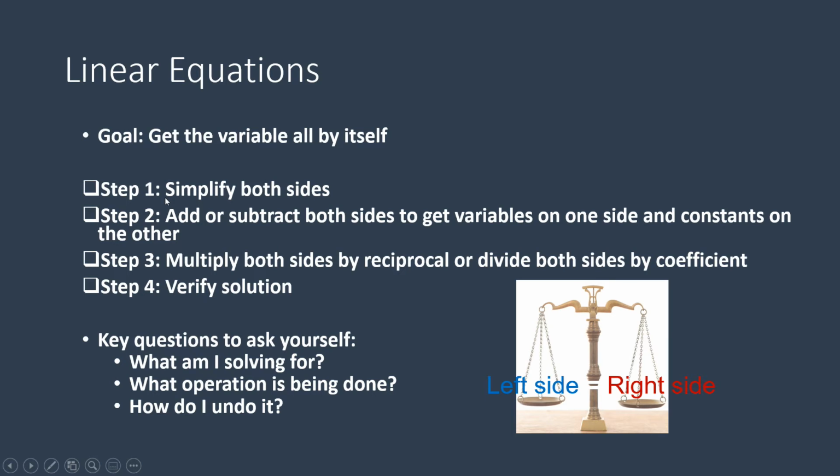Your first step, and the way to think about these steps is kind of like a flow, you might need them, you might not. Step one is to simplify both sides if you need to. Step two is to add or subtract both sides. You want to get the variables to one side and all your constants, everything that doesn't have a variable, to the other side. Then step three is you want to multiply both sides by the reciprocal, or divide both sides by the coefficient. Coefficient just means the number in front of the variable. Reciprocal is, take a fraction, you flip it.